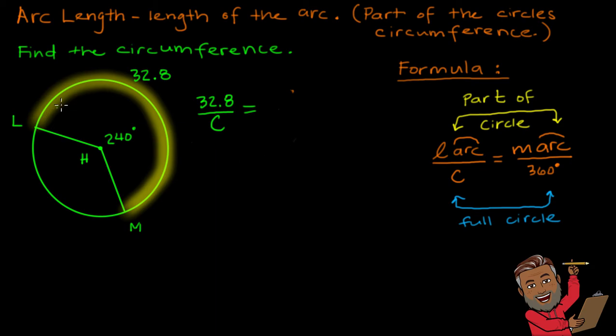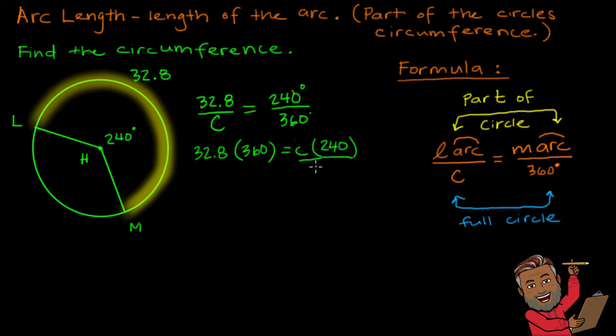Next, what is the angle that is associated with this arc? And that's 240 degrees. So the measure of that arc's associated angle, or corresponding angle, is 240 over the entire circle's angle. Now the entire circle's angle is 360. Oh, we get another easy problem. We're just going to cross multiply. So we have 32.8 times the 360 is equal to the circumference times the 240. Cross multiply, and now we divide.